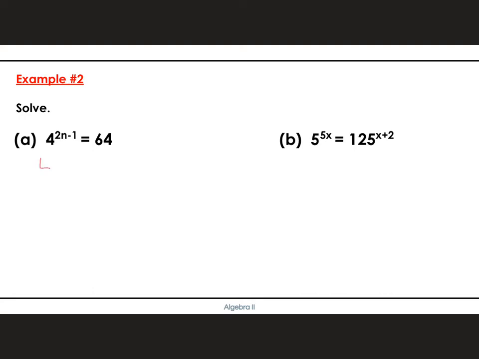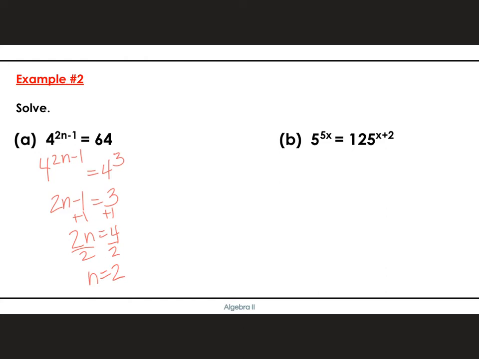So on the left, I'm going to keep it 4 to the 2n minus 1. And then on the right, I know that 64 is 4 to the third. So now my bases are the same, so my exponents can be the same. So 2n minus 1 is equal to 3. Add 1 on both sides. So 2n is equal to 4. Divide both sides by 2. So n is equal to 2.